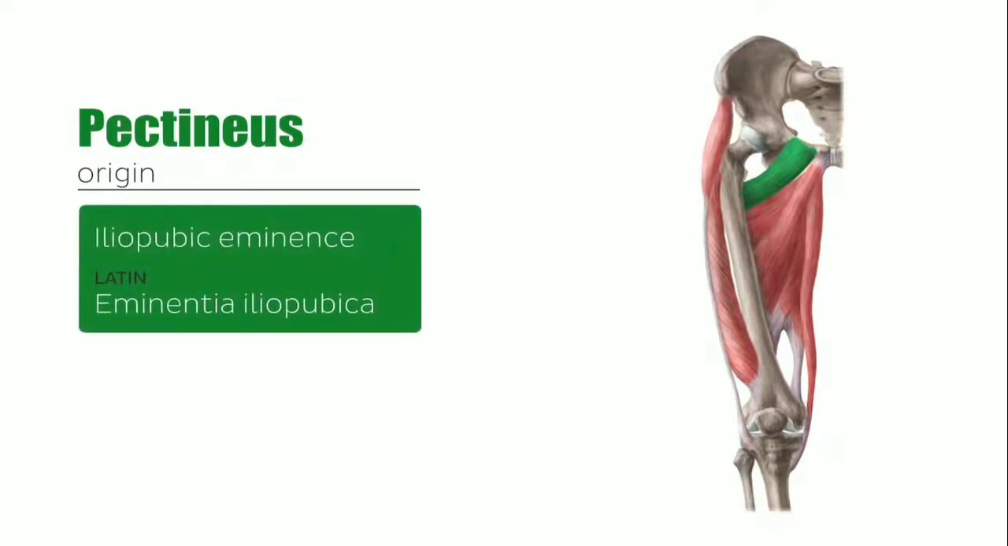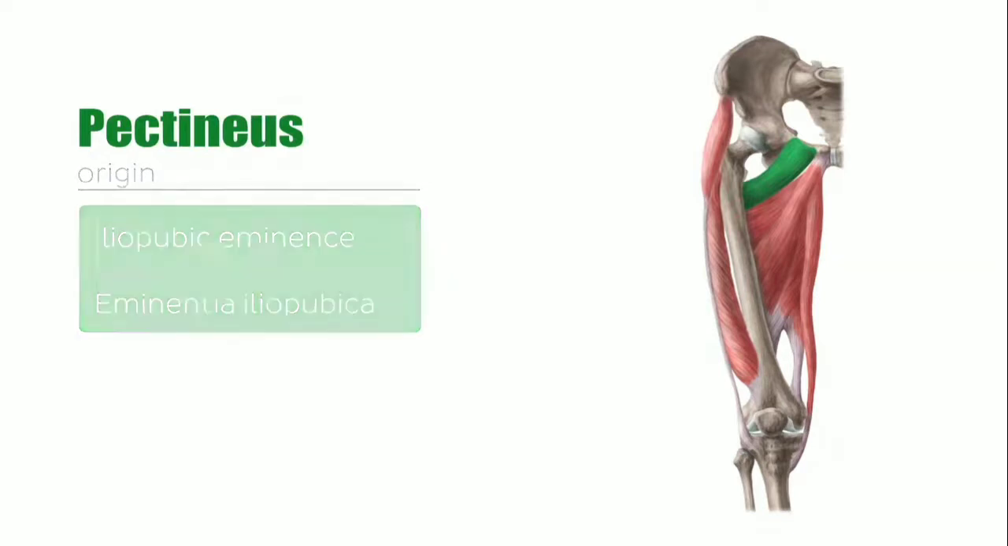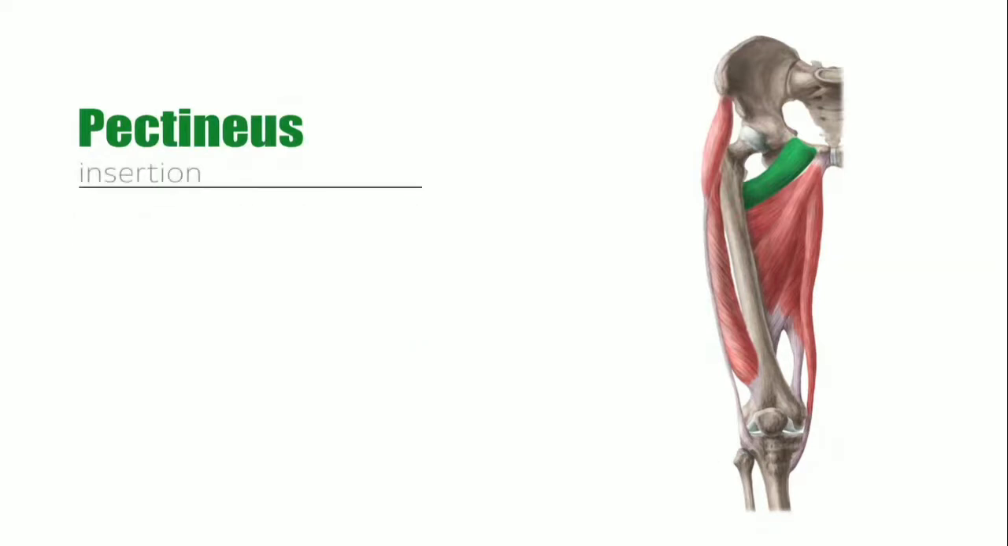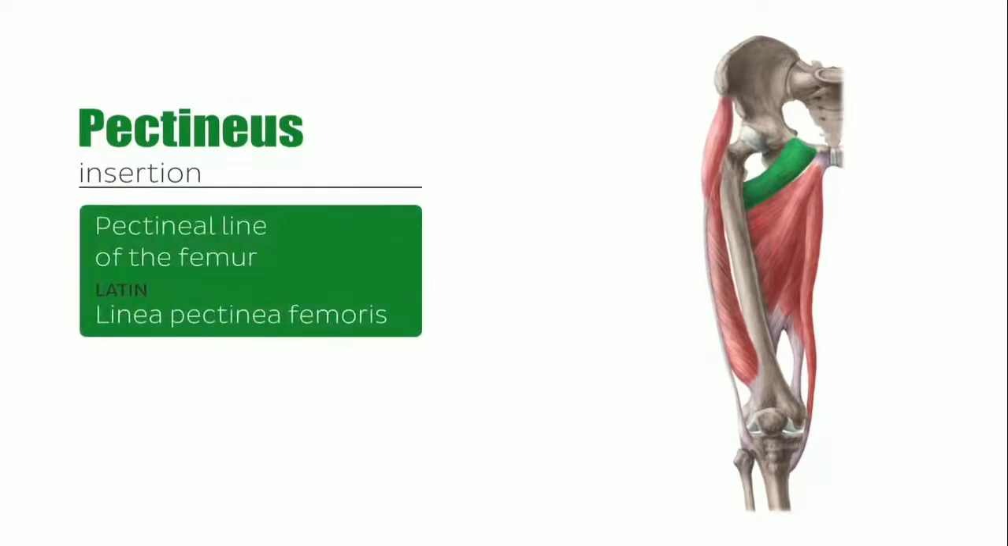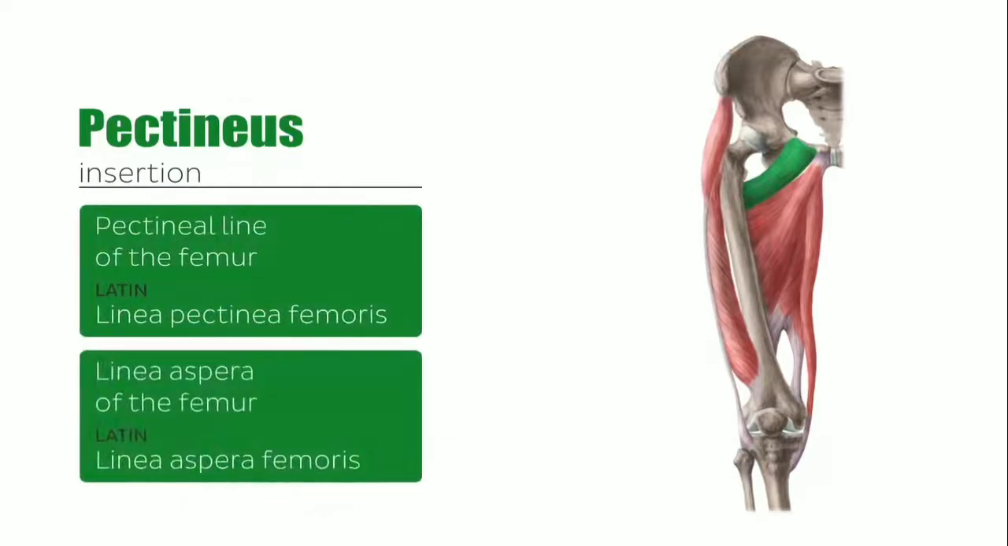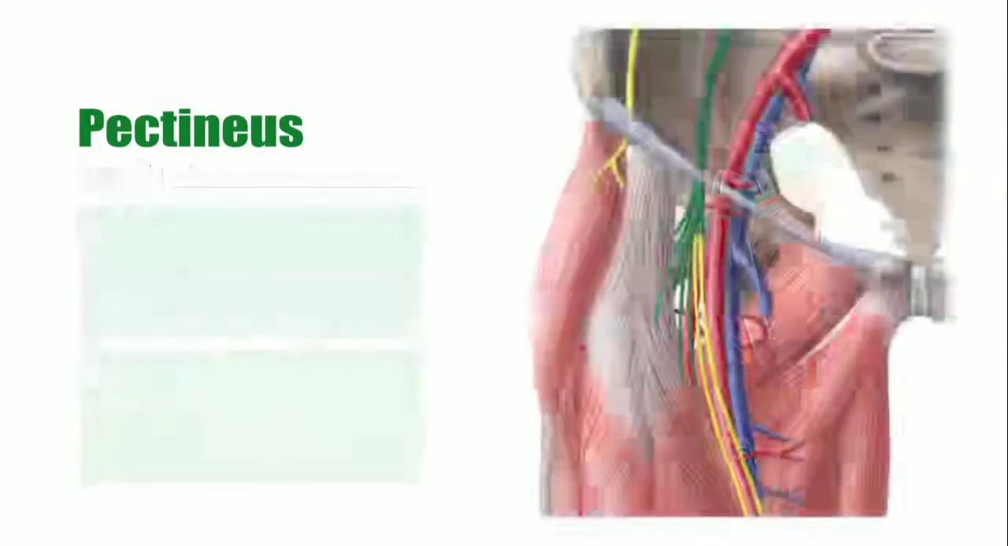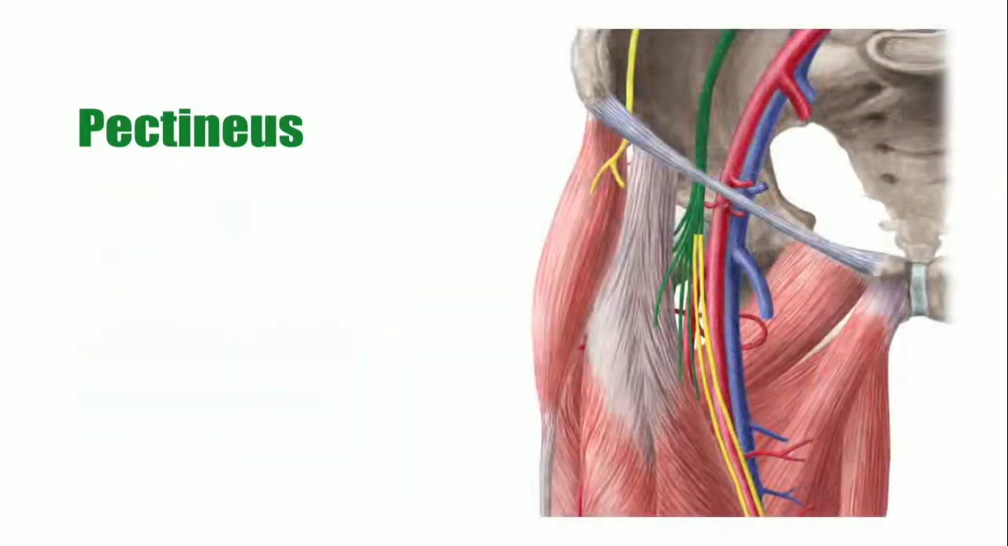Then this muscle is going to go all the way to the femur to insert on what is known as the pectineal line and the linea aspera of the femur. So right about in this area is where the pectineus is going to be inserting. Now, another thing to add here is that I mentioned before there are a couple of muscles that will have double innervation.